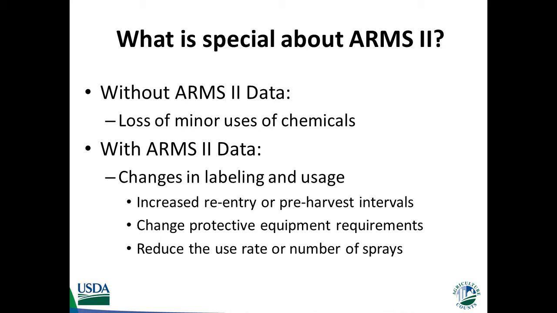With the ARMS 2 data over the years, we have seen changes in labeling and usage of various chemicals. We've seen increased re-entry or pre-harvest intervals for farmer safety. We've changed protective equipment requirements, and even reduced use rates and the number of sprays for certain chemicals.